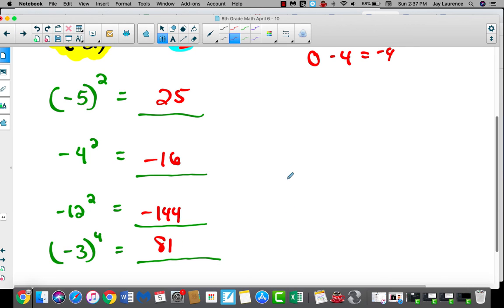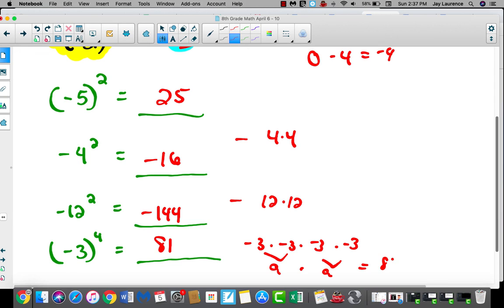Yeah, because, all right, this one means the negative of 4 times 4. This one means the negative of 12 times 12. This one means negative 3 times negative 3 times negative 3 times negative 3, which is positive 9 times positive 9, which is positive 81. Okay? All right, that's it.